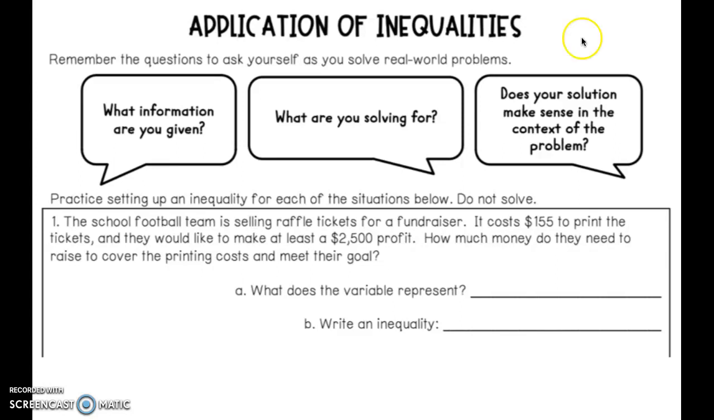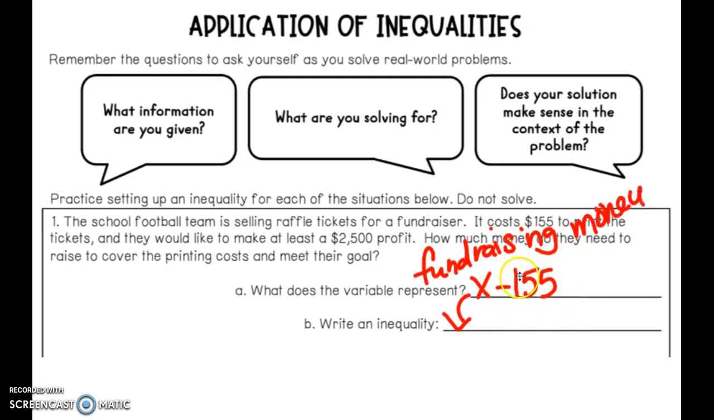Okay, so the printing costs are $155. Whatever X is, which is what they want to make, minus $155, which is the cost. The variable is the total fundraising money. And we want this amount here to be greater than or equal to at least $2,500. Okay? So this would have to be more than this. And then we would go ahead and solve it. Right now we're just talking about how we would set these up.